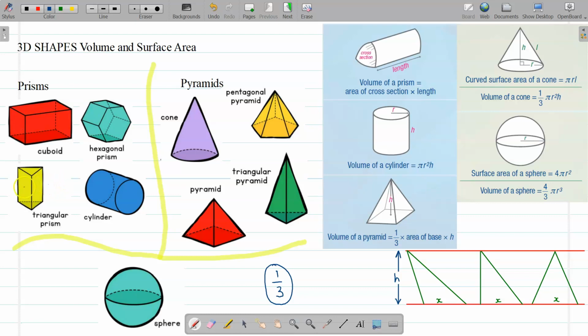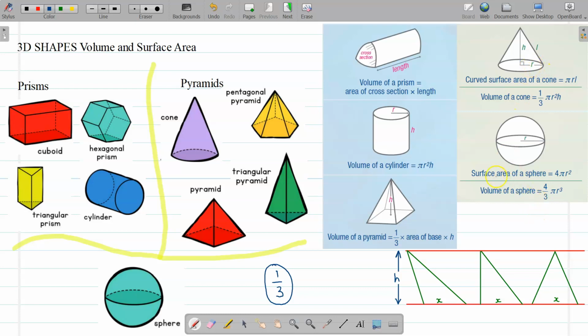Now the special formulae concerning cones and spheres. If we take the cone, to find the curved surface area, that's not including the circular base, just the curved piece, you use this formula, pi r L, and L refers to what we call the slant height, not the vertical height, the sloping height, L, of the cone. If you wanted the total area of a cone, you'd have to do pi r L plus pi r squared, which is the area of the circular base.